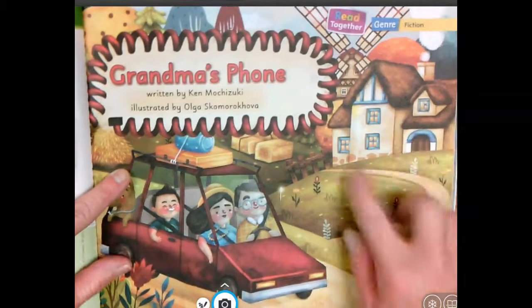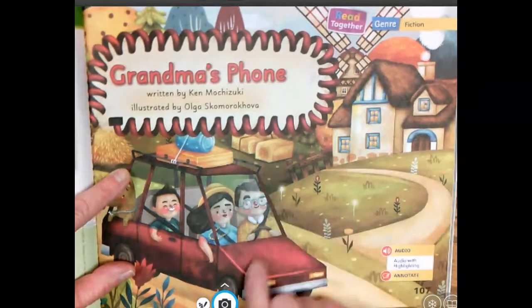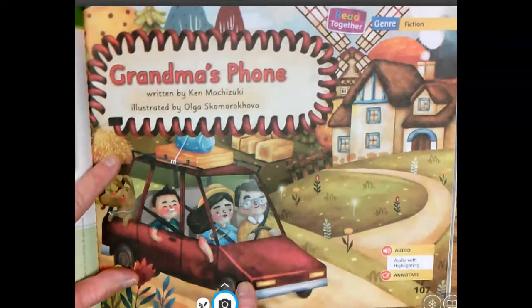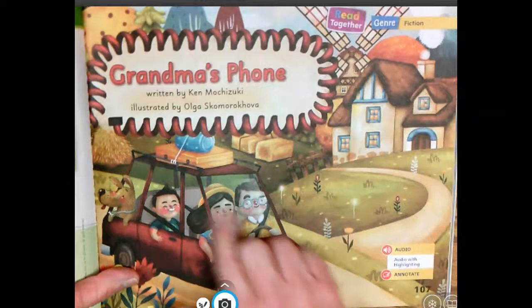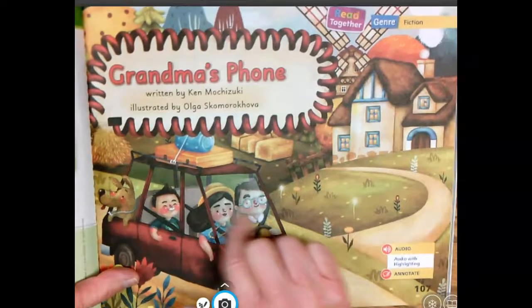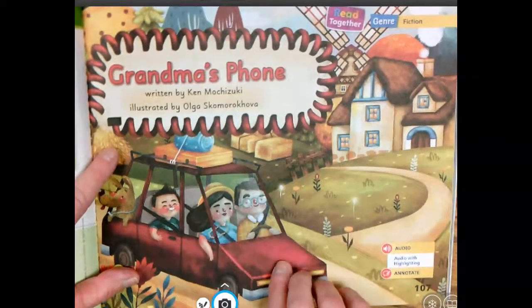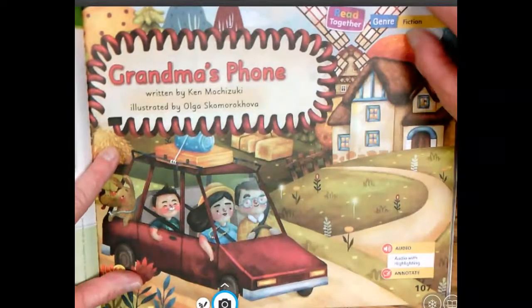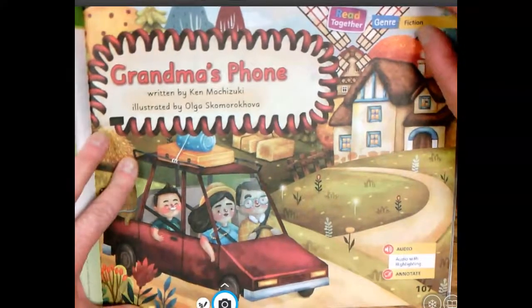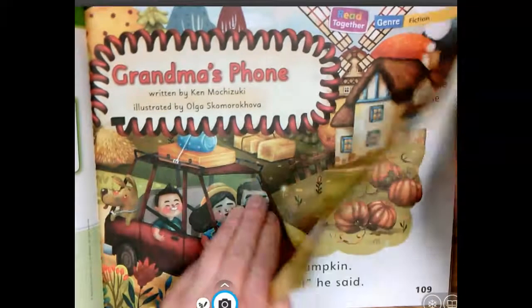And here in this picture, we get an idea of what the story is about, don't we? There's a family. So here are some of our characters. And they're driving somewhere. All right, let's turn the page.